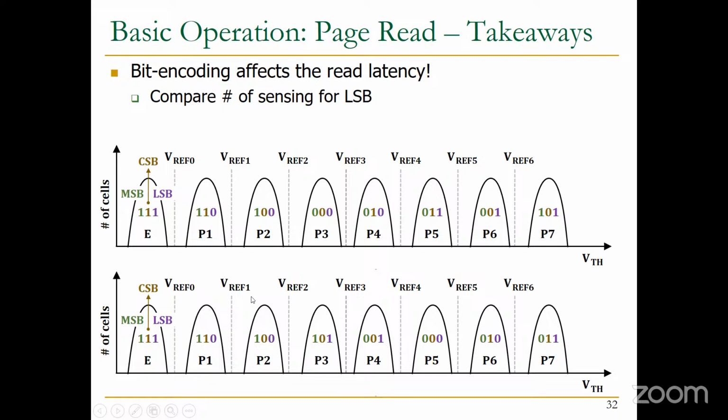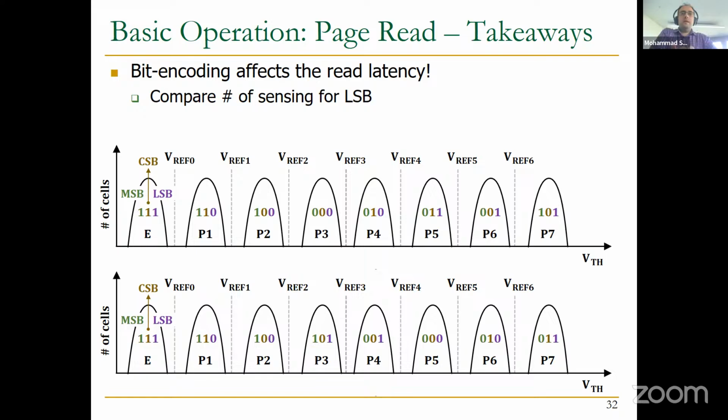Why it's like that? I didn't catch it. Yes, I can try to repeat it. So we always have to look at the least significant bit, and for these different states, E or P1 to P7, if they are neighbors and they have different values for the least significant bit, then we need to check the reference between them. Okay, thank you. Perfect.